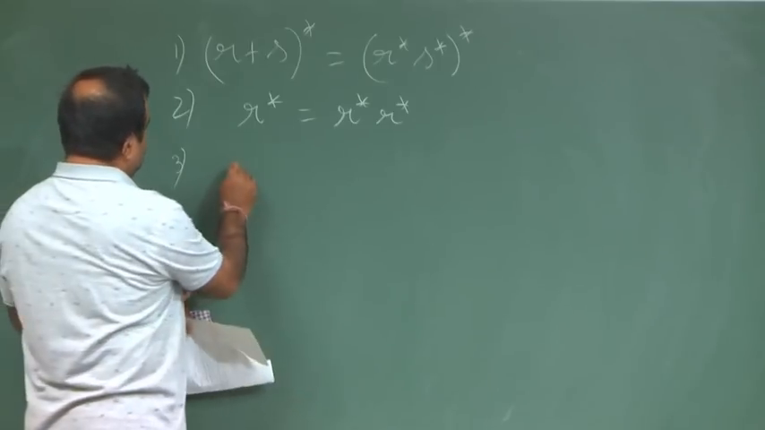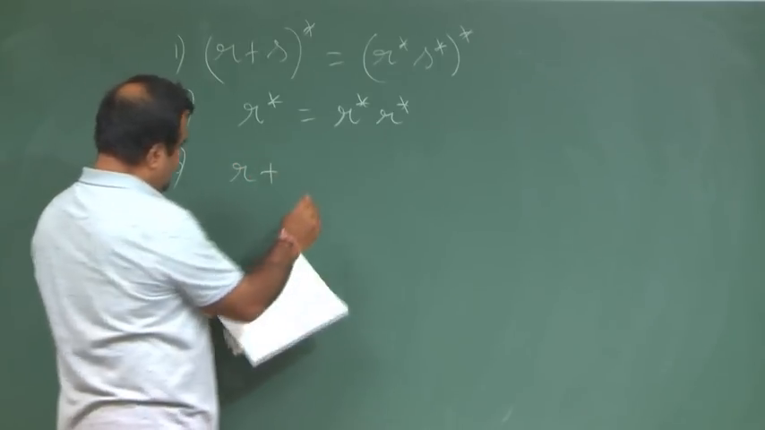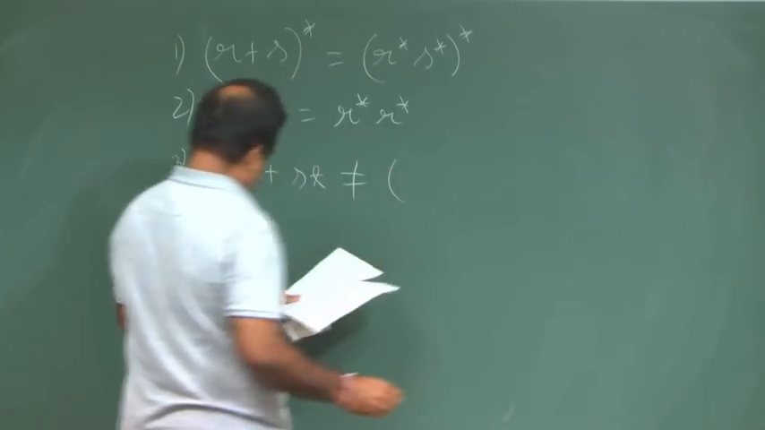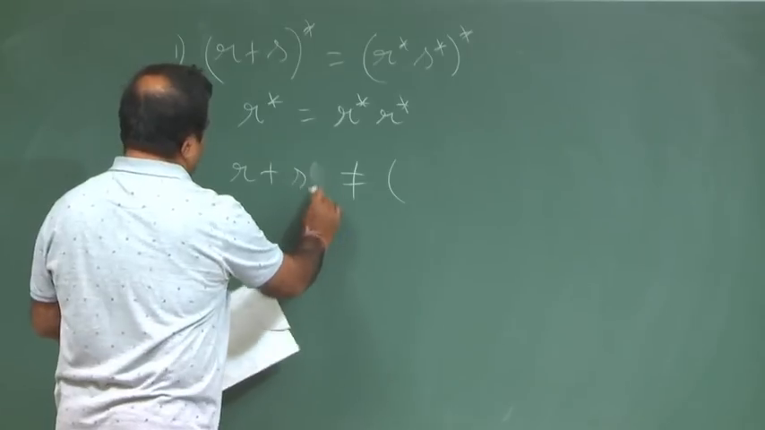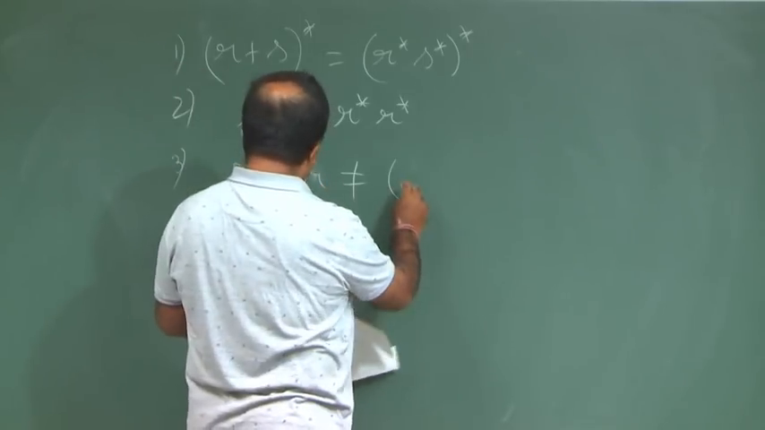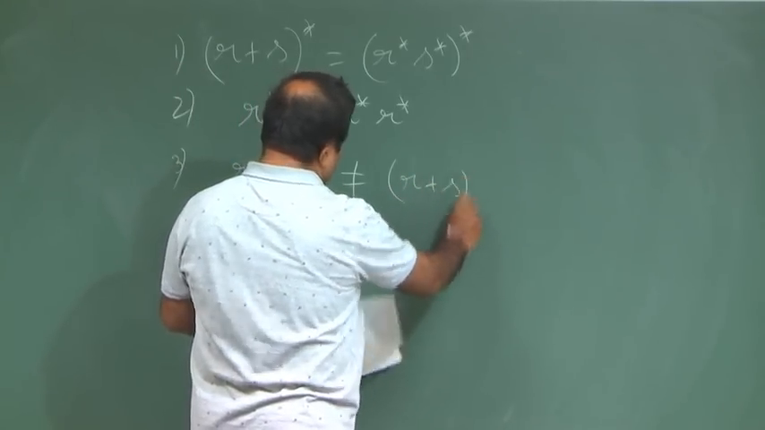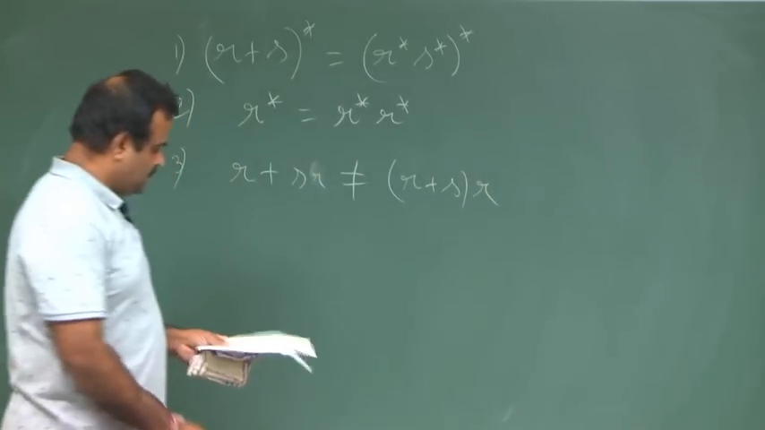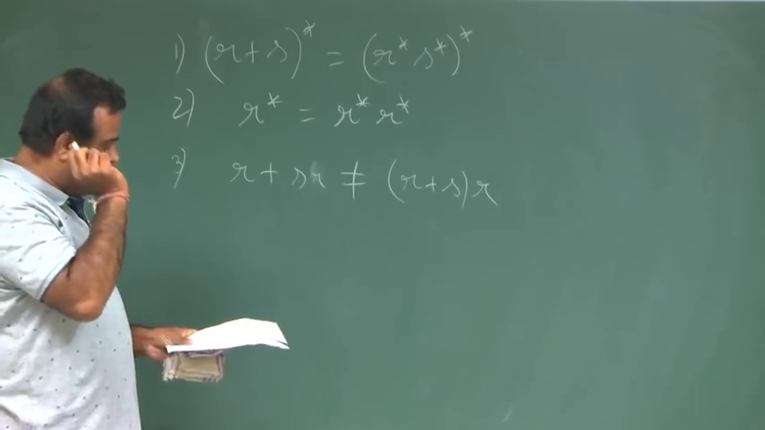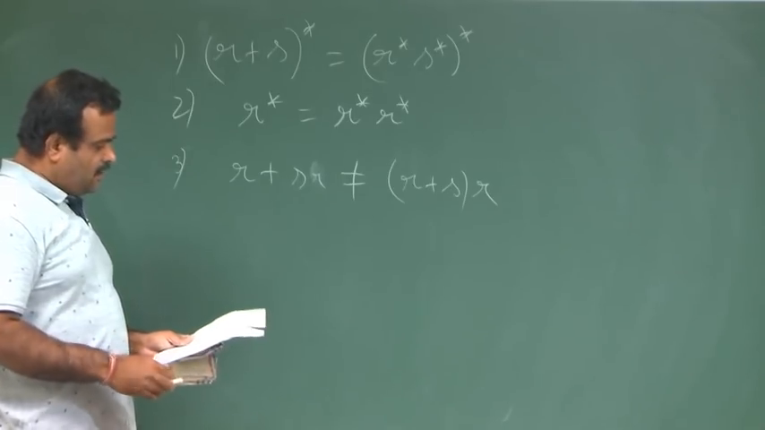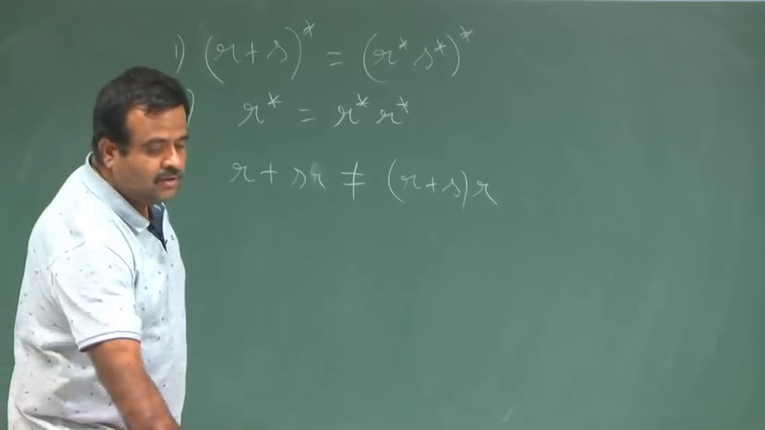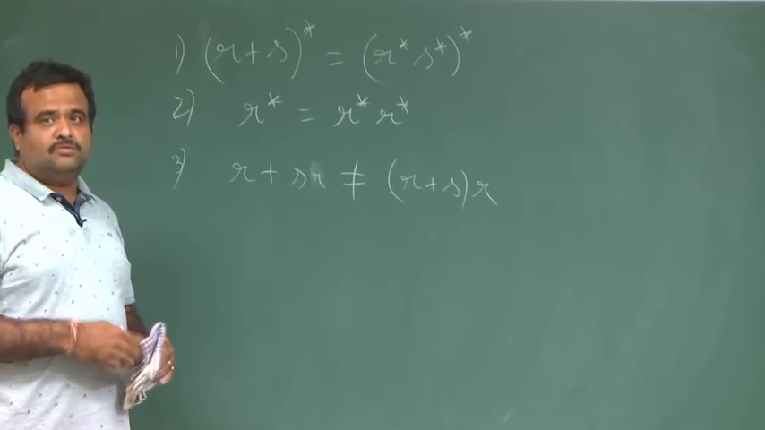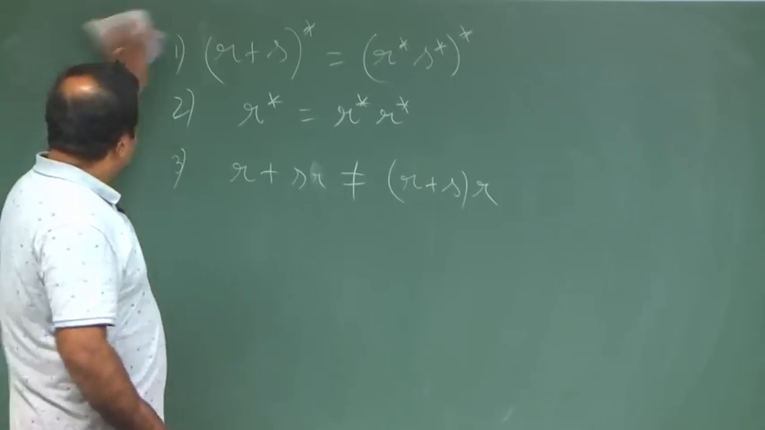Another thing is, r plus s r is not the same as (r plus s) r. These are the properties we are not going to prove, but we may use them for simplification.